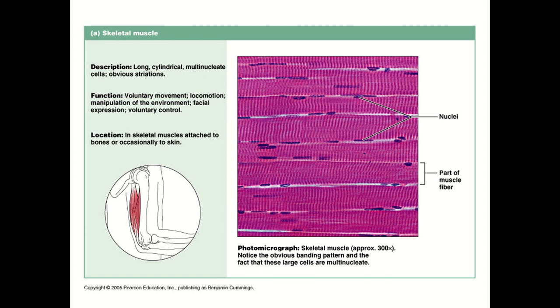So, let's look further at the function of each type of muscle tissue. For skeletal muscle tissue, of course, it involves voluntary action. You can control it. It's important for locomotion, manipulation of the environment, and your facial expression, whether it shows you angry, sad, or happy. And for location, skeletal muscles attach to bone and also occasionally to skin.